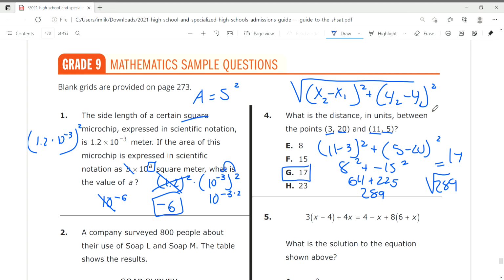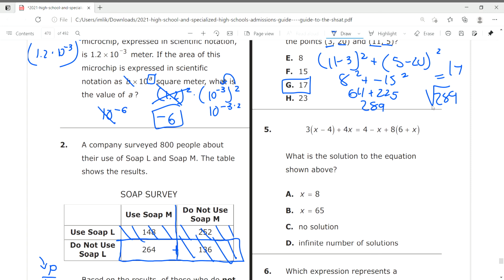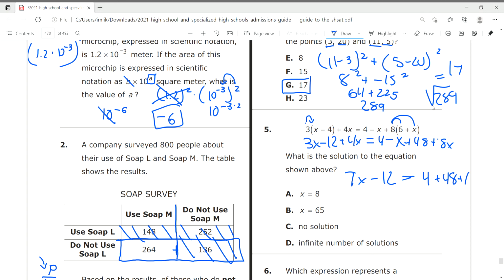Cool. Moving on to 5, we have this formula. We want to find the solution, so let's just distribute everything. So we'll distribute 3. That's 3 times x, so that's 3x minus 3 times negative 4, which is negative 12. So 3x minus 12 plus 4x is equal to 4 minus x plus 8 times 6 is 48. 8 times x is 8x, so plus 8x. Combine like terms. 3x plus 4x is equal to 7x. 7x minus 12 is equal to negative x plus 8x, which is equal to 7x. So 4 plus 48 plus 7x.